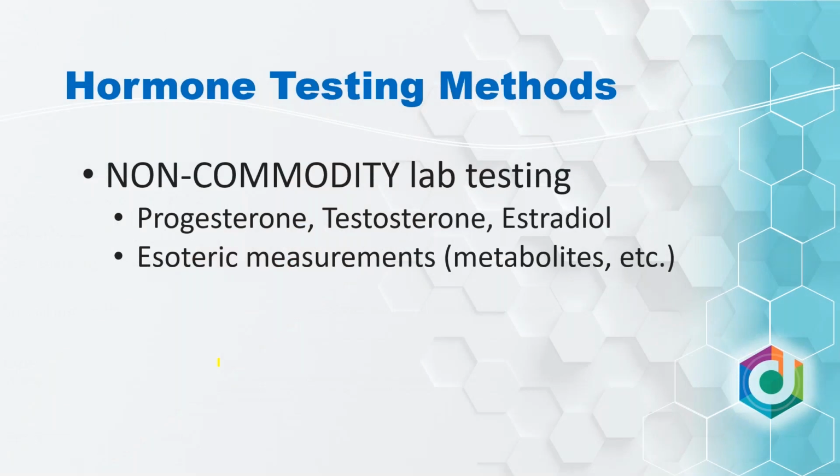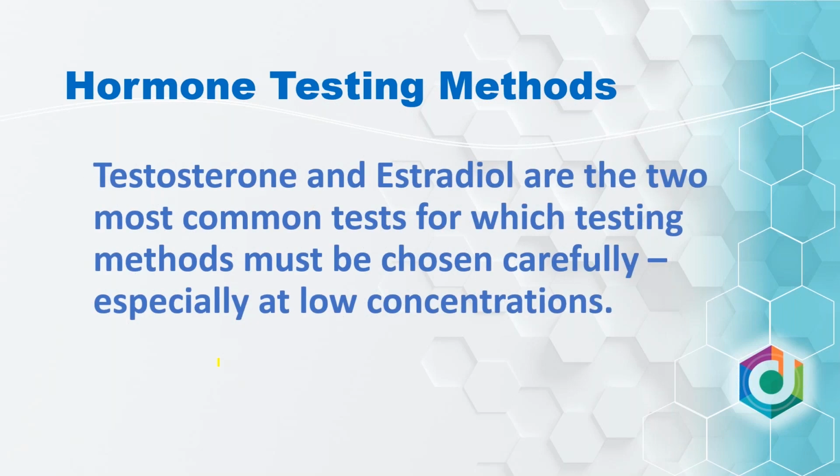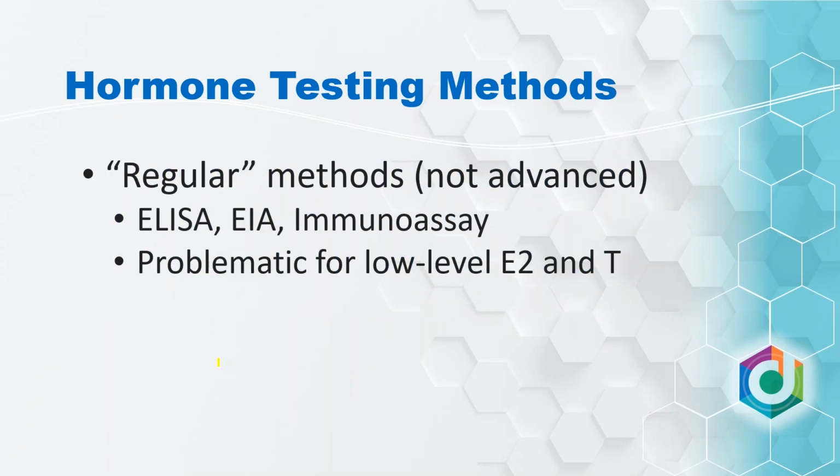So we have commodity testing, and then we have non-commodity, where we really need to be careful about the methods that we're using. And within the world of reproductive and adrenal hormones, progesterone to some degree, but especially testosterone and estradiol, it really matters which type of testing that you want to use. So testosterone and estradiol are the two most common tests for which testing methods must be chosen carefully, but particularly at low concentrations. So let me show you what methods we have available.